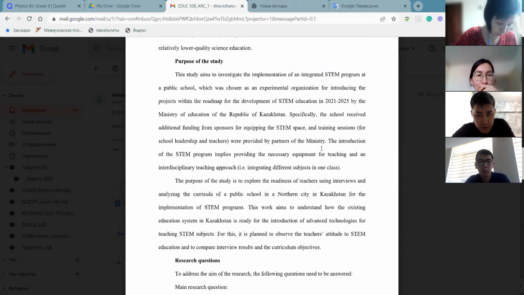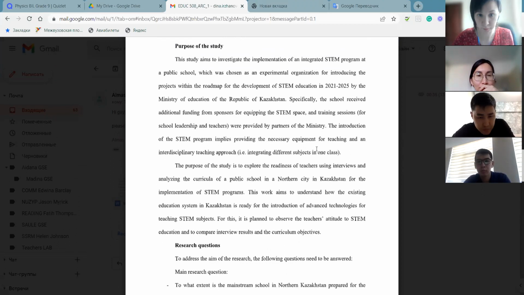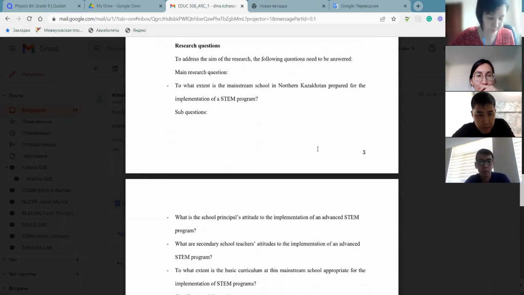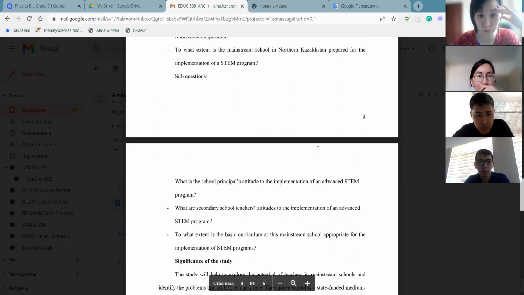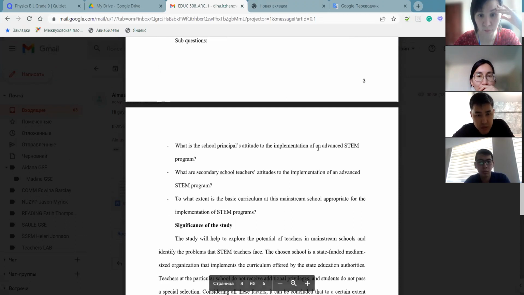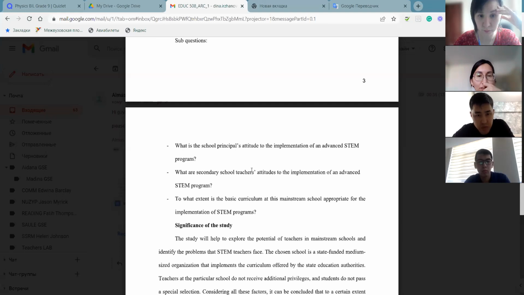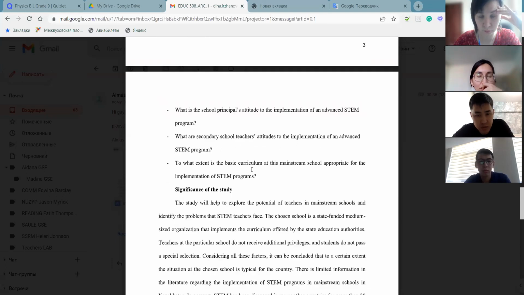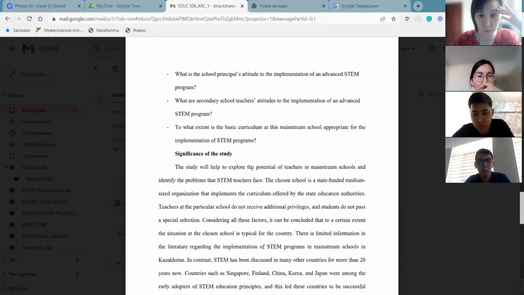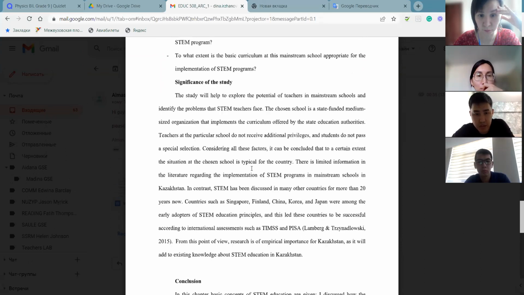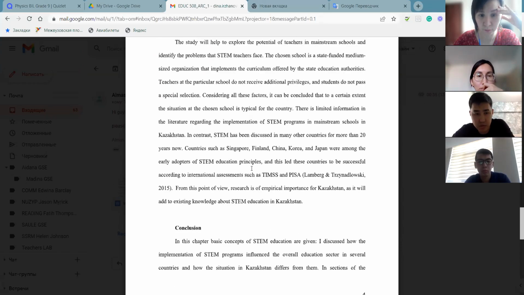The main question is: to what extent is the mainstream school in northern Kazakhstan prepared for the implementation of STEM programs? And the sub-questions are: What is the school principal's attitude to the implementation of the STEM program? What are the secondary school teachers' attitudes to the implementation of advanced STEM programs? And to what extent is the basic curriculum at this mainstream school appropriate for the implementation of STEM programs? So that's it, and I'm looking forward to getting your feedback.